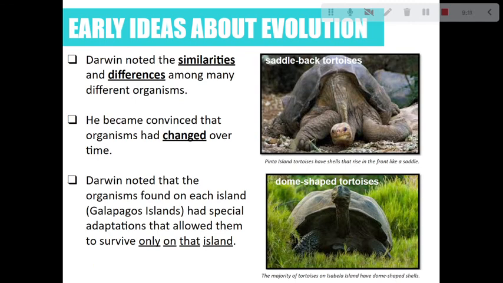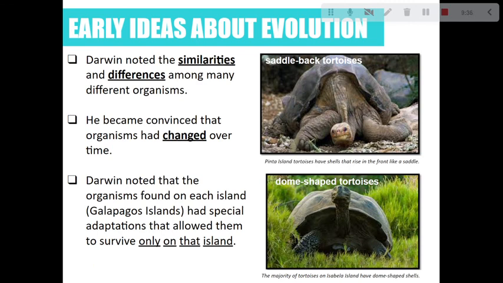Darwin also noted the similarities and differences among many different organisms, and he became convinced that organisms had changed over time. Now, Darwin noted that the organisms found on each island of the Galapagos Islands had special adaptations that allowed them to survive only on that island.